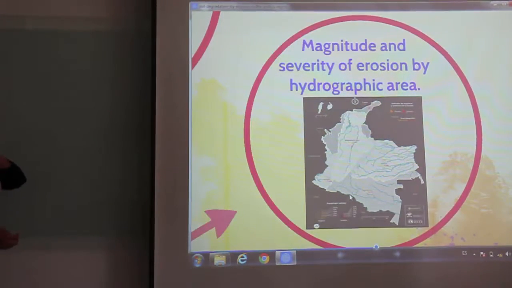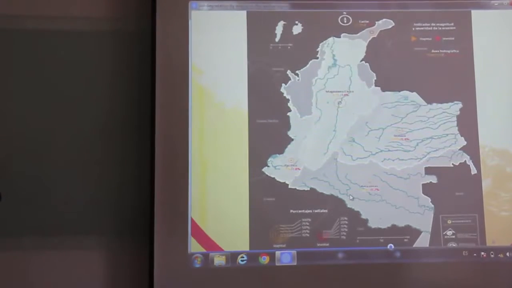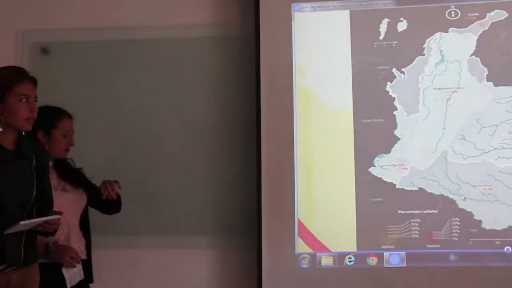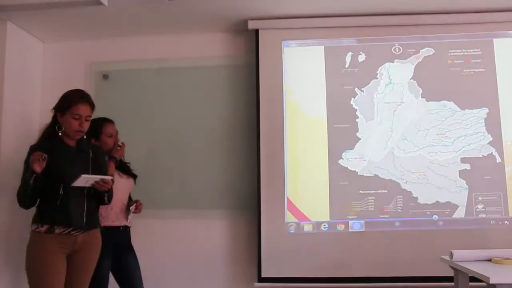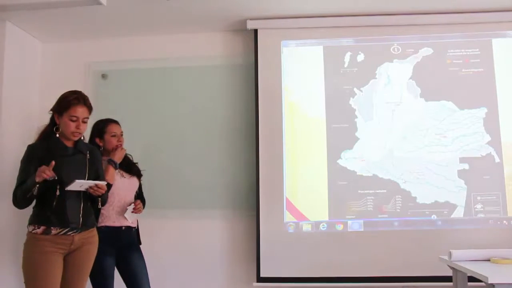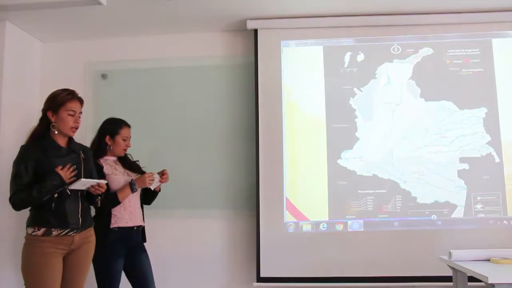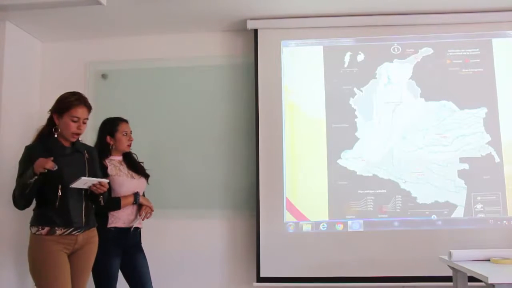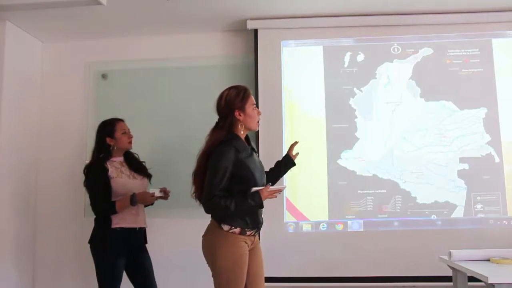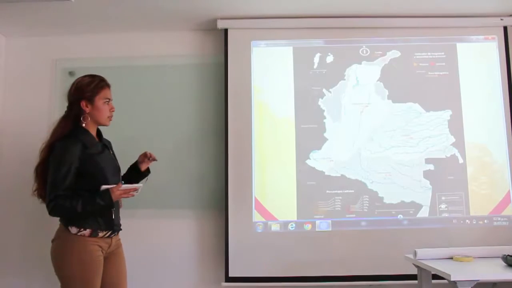The magnitude and severity of erosion by hydrologic area. When we compare the dry and woodland lands in relation to the magnitude of erosion, it is evident that there are more erosion areas in dry climates, where precipitation is poor and vegetation is scarce, so there is less cover and soil protection. In this region the magnitude is 74% and the severity of the erosion is 7%.